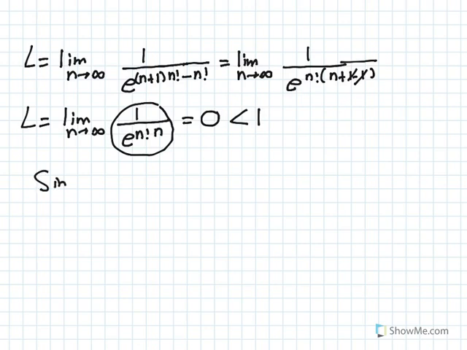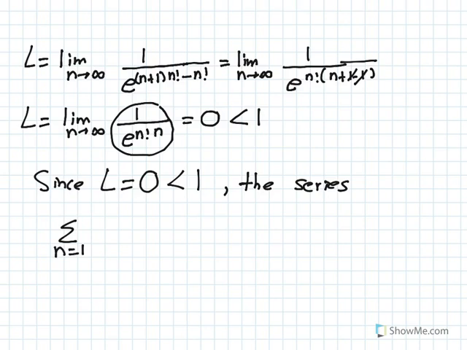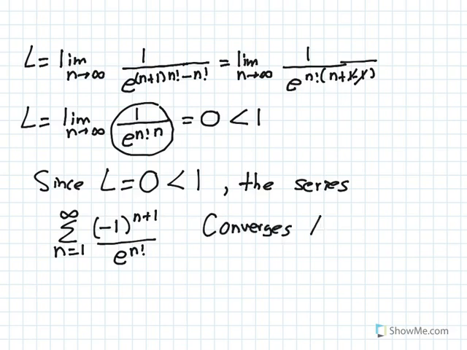So we say since L is equal to 0, less than 1, therefore, by the ratio test, this series converges. So the given series, summation n equals 1 to infinity, negative 1 to the power of n plus 1, divided by e to the power of n factorial, converges absolutely by the ratio test.